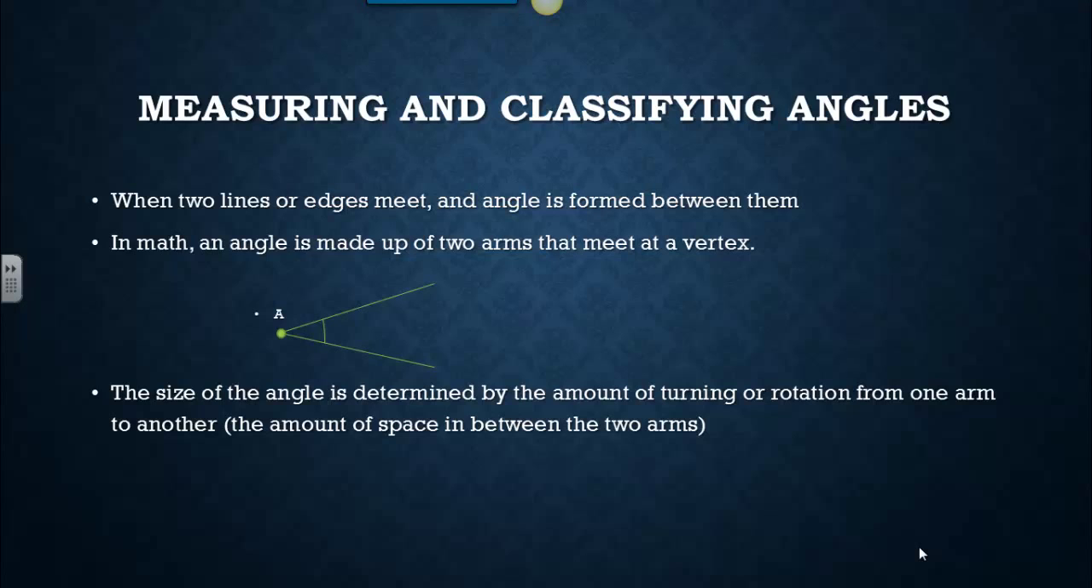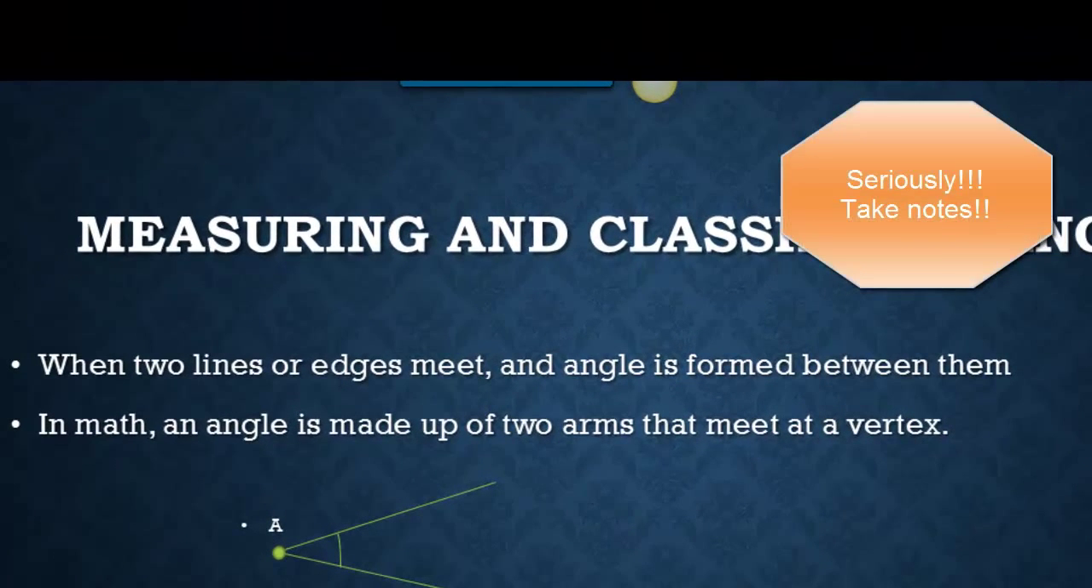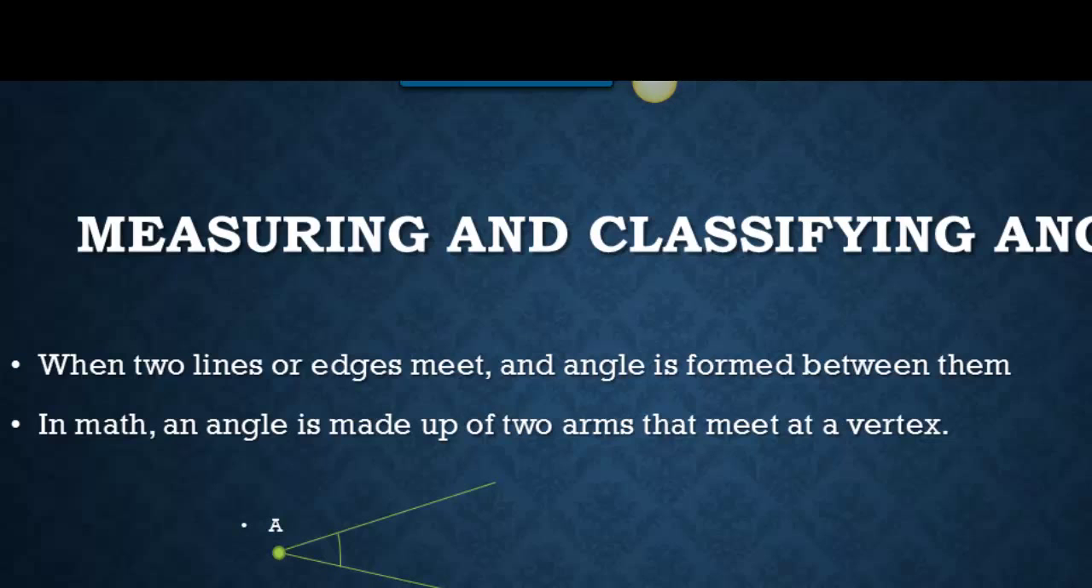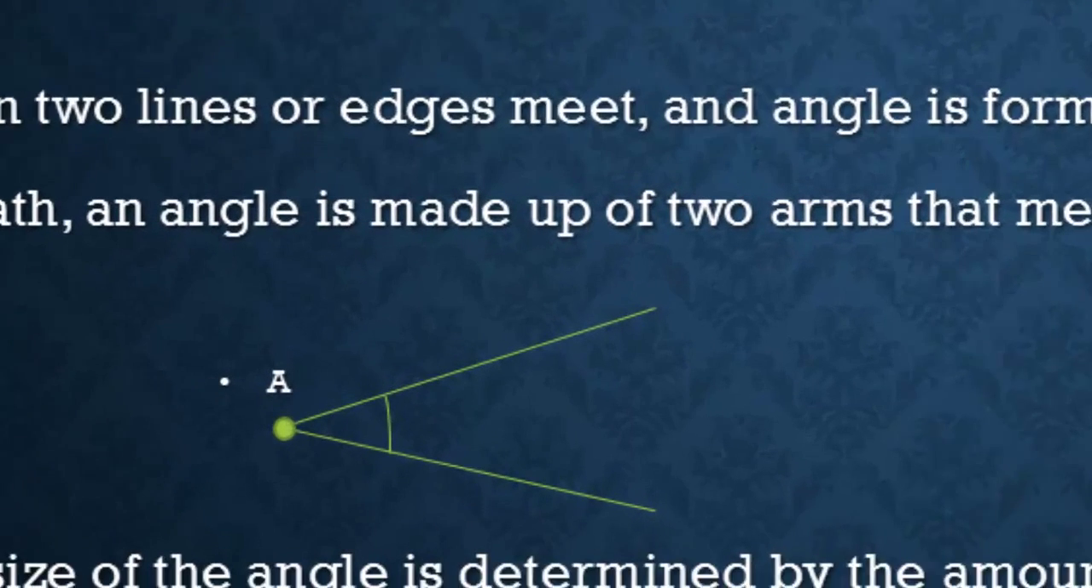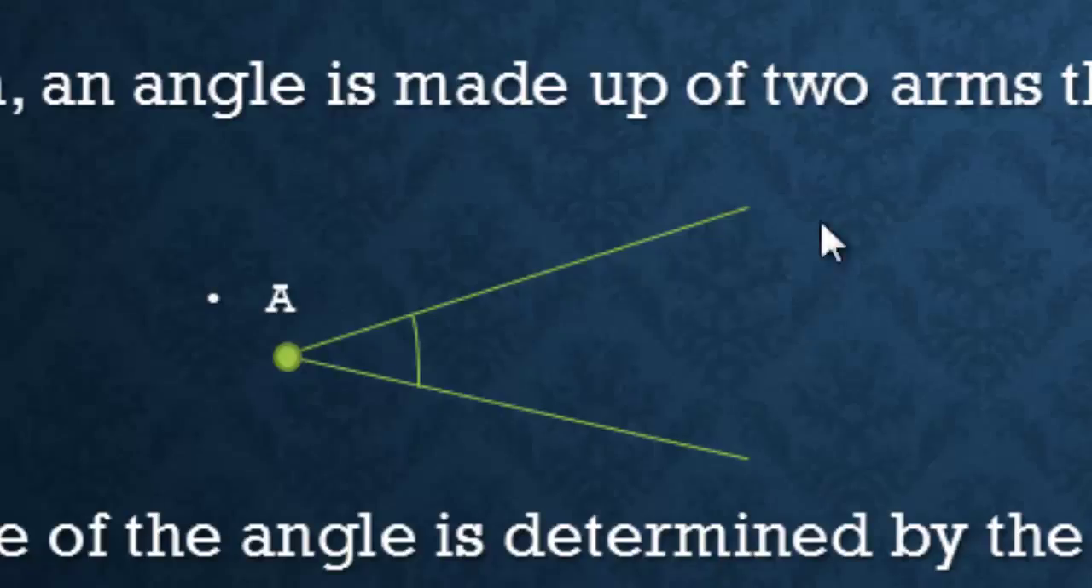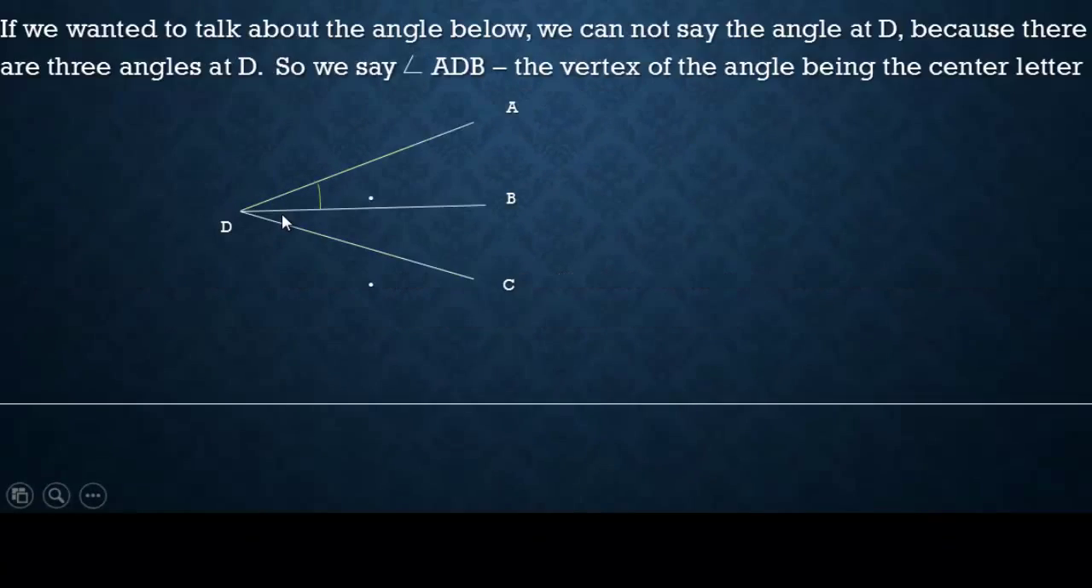When two lines or edges meet, an angle is formed between them. And in math, an angle is made up of two arms that meet at a vertex. You'll remember from Lesson 1, we talked about what a vertex was. So this point here between these two arms at point A is our vertex, and this would be our angle right here. The size of the angle is determined by the amount of turning or rotation from one arm to another. So essentially this amount of space right here determines the size of our angle.